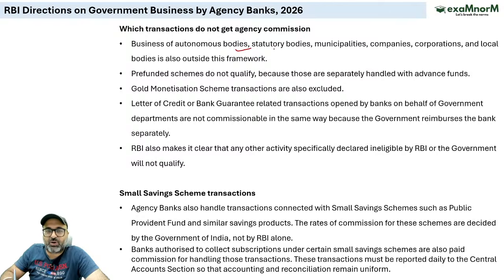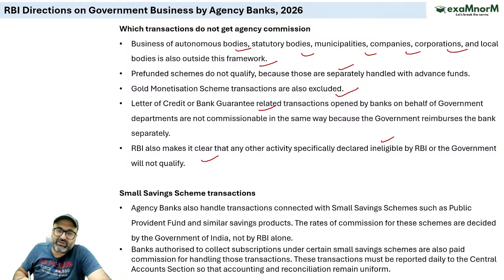Next is autonomous bodies. Business of autonomous bodies, statutory bodies, municipalities, companies, corporations and local bodies is also outside this framework. Pre-funded schemes do not qualify because they are separately handled and advance payment has been made. Gold monetization scheme is excluded. Letter of credit and bank guarantee are excluded, and RBI also makes it clear that any other activity specially declared ineligible by RBI will not qualify for commission purposes.